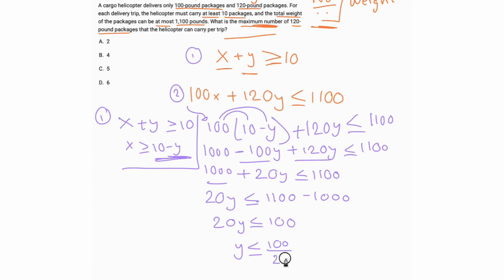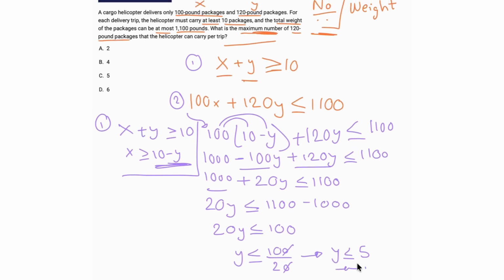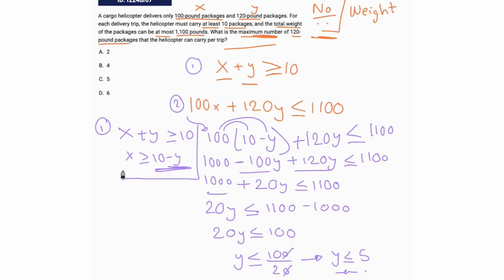100 divided by 20, which will lead to y is less than or equal to 5, correct? Yes, 5. So y can be less than or equal to 5. That is the maximum number of packages for 120-pound packages. So you see, now you understand why I chose to send y to the other side, so that we can substitute here and we can find out y, which is what the question is asking us. So the answer is C.